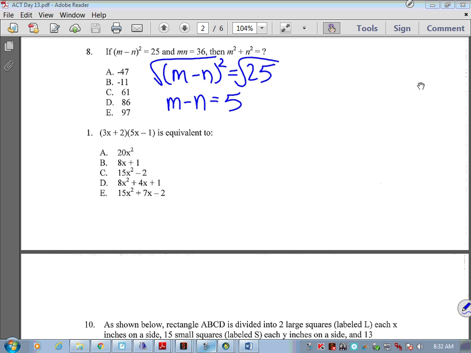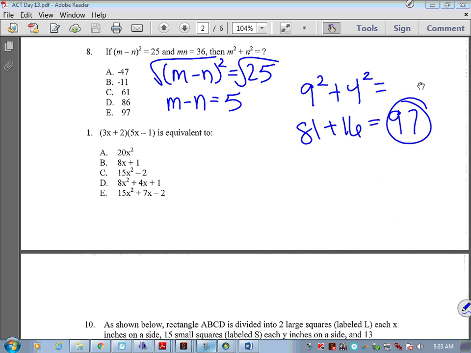So you guys, there might be a formulaic way of doing this, but at this point, I'm common sensing it out. 9 times 4 is 36. All right, and 9 minus 4 is 5. So at that point, what we're saying is that m is 9, and n is 4. Okay. So I got 81 plus 16. 81 and 16 is 97. Okay? Does that help you out? The first thing we needed to do, though, is that we needed to simplify that m minus n squared.